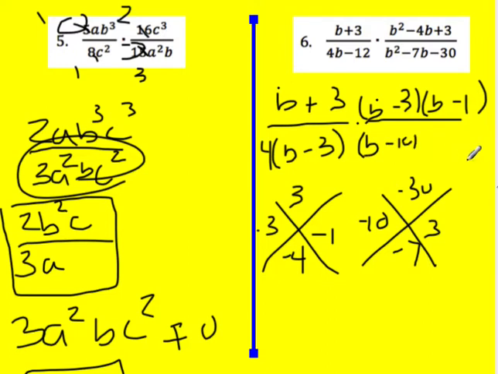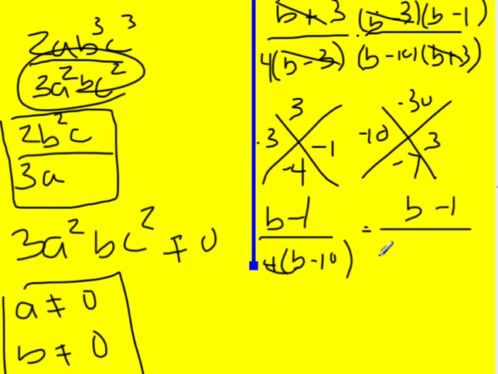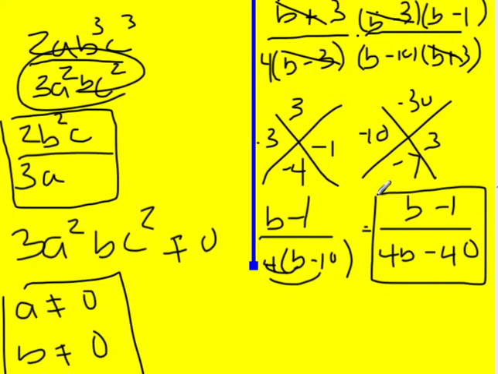Now I can go ahead and cancel out factors that are overlapping. So I can cancel out my b plus 3. I can cancel out my b minus 3. And then what I'm left with is b minus 1 divided by 4 times b minus 10. To fully simplify this, I do want to distribute in that 4. So I have b minus 1 up top, and then on the bottom I'm going to take each of these terms and multiply them by 4. So I have 4b minus 40. That right there is your simplified rational expression.